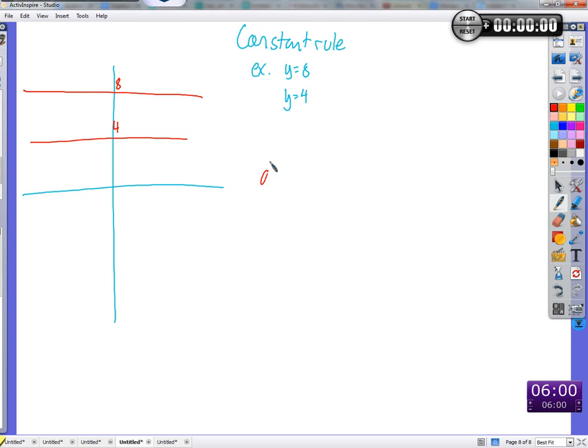So the derivative of a constant, the derivative of 8, the derivative of 4, is always 0. Because if we were to graph these things, they'd just be flat lines. And the slope of a flat line is always going to be 0. So there's our constant rule. No matter what, you get a 0 when you take the derivative of a constant.